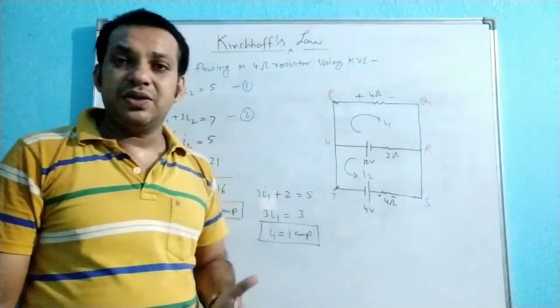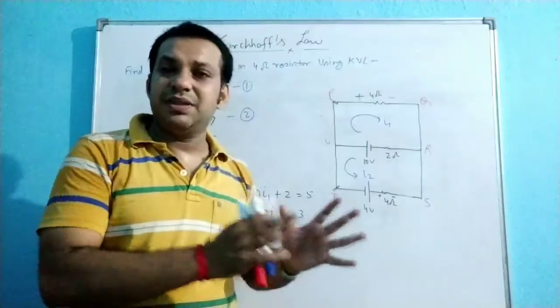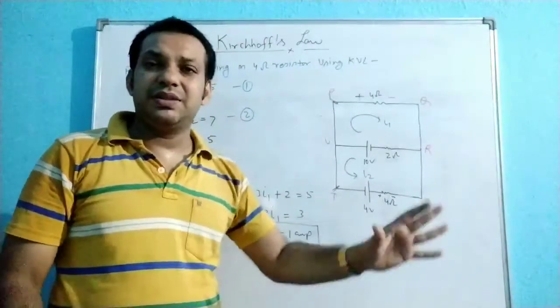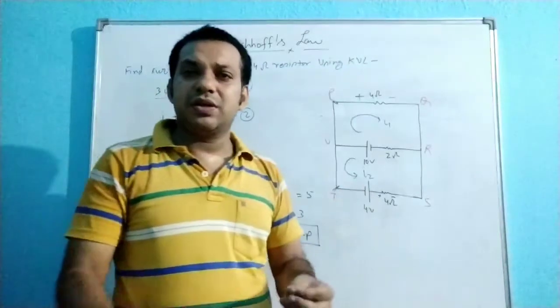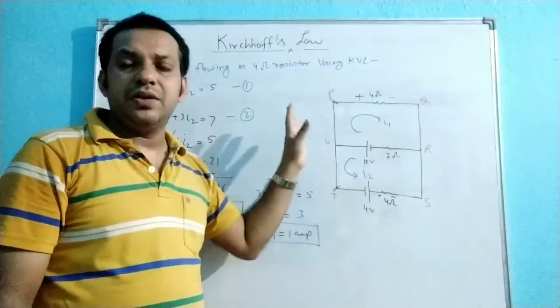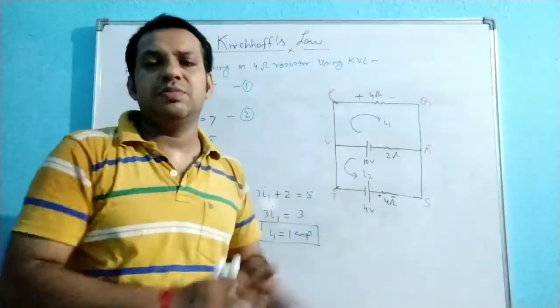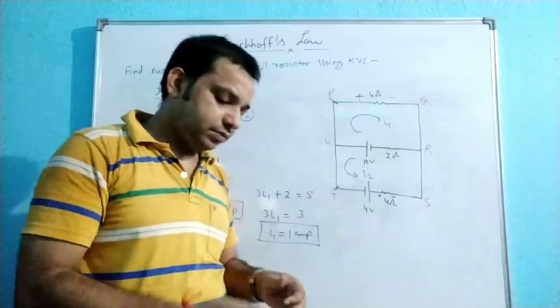In the book method, you have to be very careful whenever you are taking the current direction. That is a very complex method, and that method is only suitable if you have two cells, and the two cells are not arranged in a very complex manner. But this method is applicable for any combination of resistances. That is why this method is more popular.